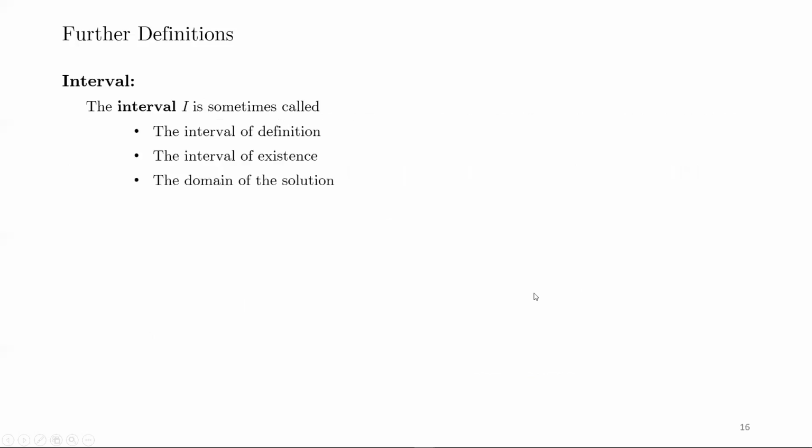Okay, so that interval I was talking about here has multiple names depending on which textbook you look at, but it's sometimes called the interval of definition, or the interval of existence, the domain of the solution. It is basically where the solution φ(x) and its n derivatives exist, or in other words, where they're finite or defined. So anywhere where the solution is not going off to infinity.